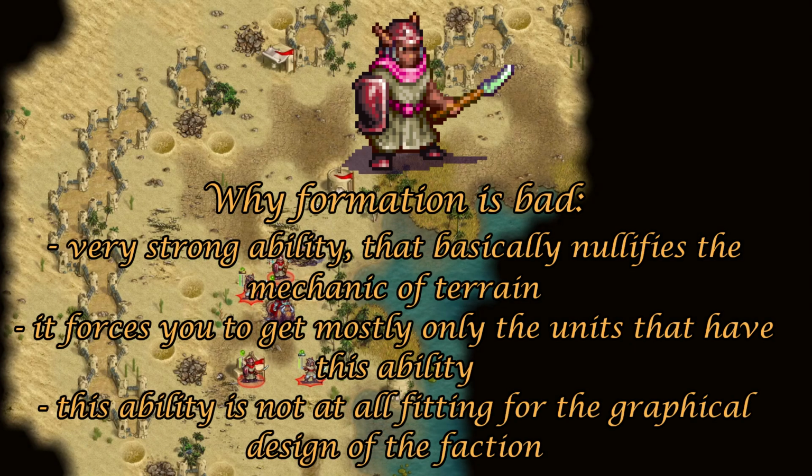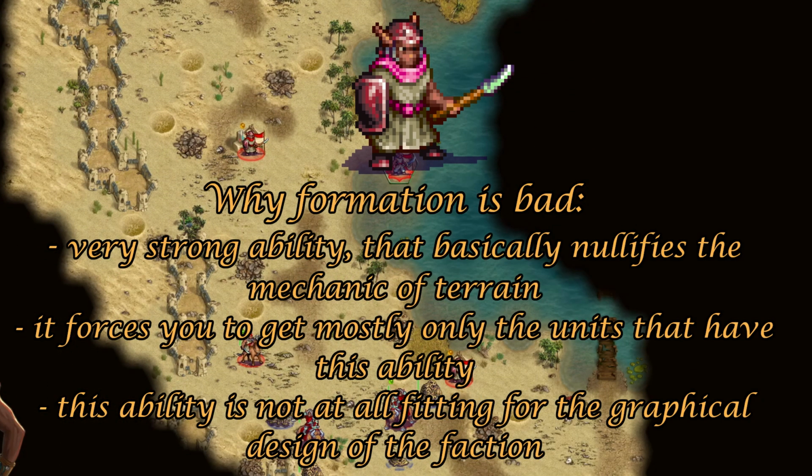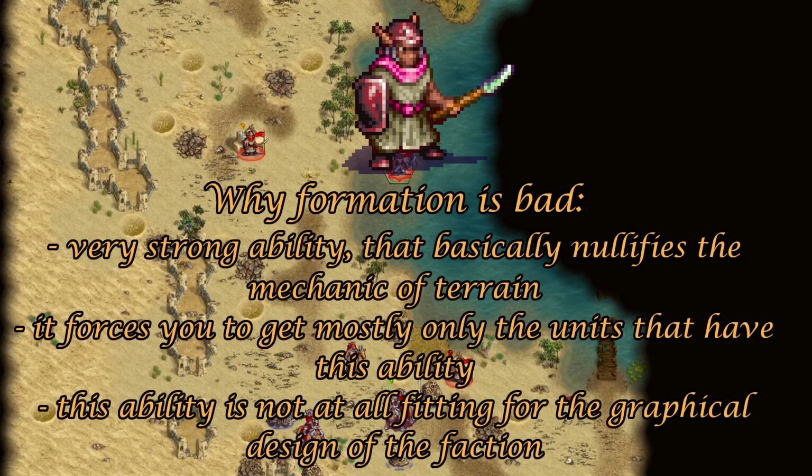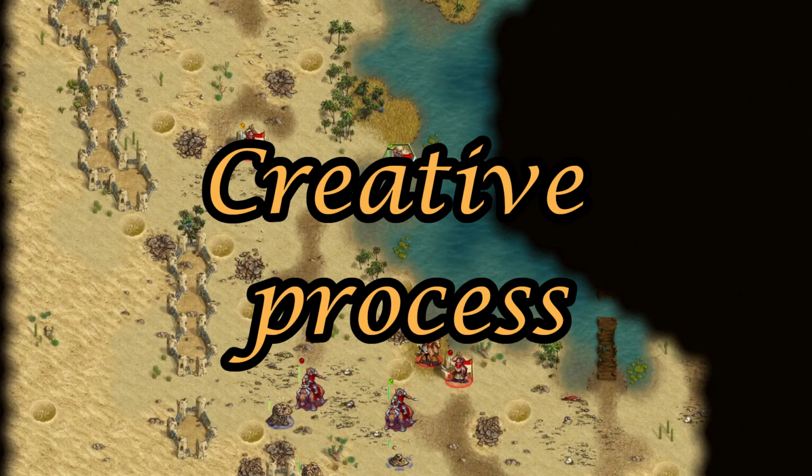In my opinion, this ability is not at all fitting for the graphical design of the faction and their circumstances. How come professional armies don't have it and troops of some village do? And because of all of that, I really wanted to replace this ability with something better. But as I continued to think about that, more and more paths for the whole Quenoth actually appeared. So let's talk about the creative process and how I approached that.